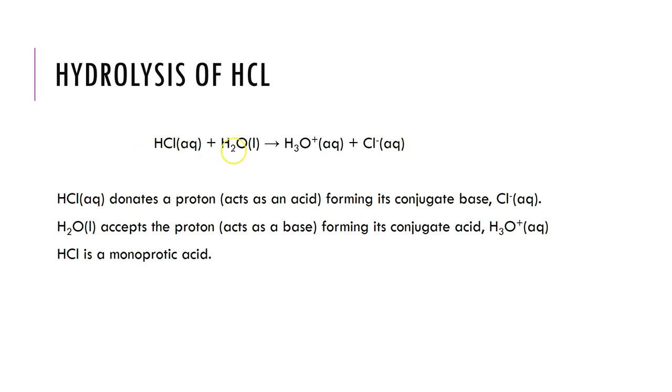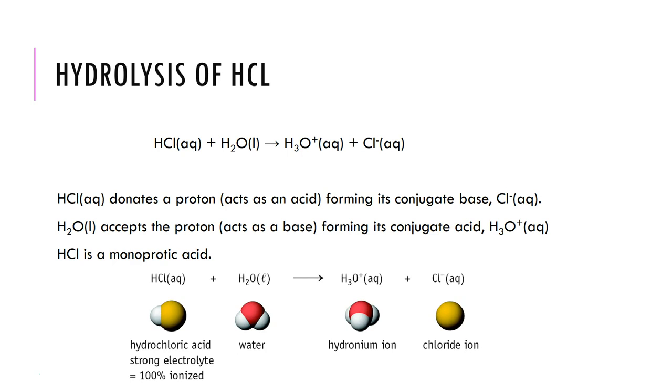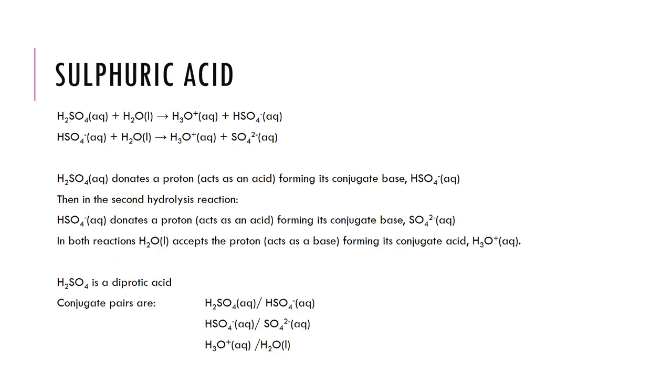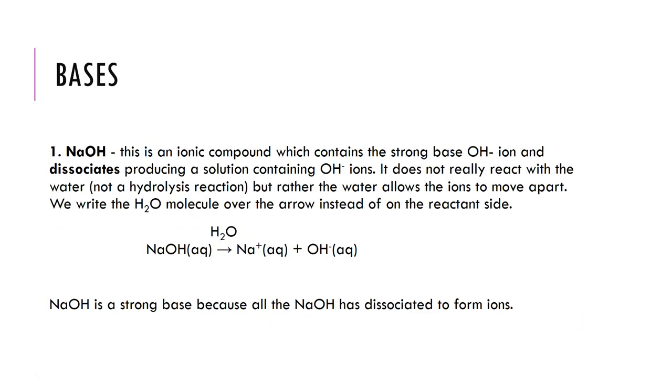This is the hydrolysis of HCl that we saw before. HCl is donating a proton, acting as an acid, and then the water is acting as a base and accepting the proton, remembering that HCl is a monoprotic acid. Sulfuric acid, this is stepping through the equations that we've seen multiple times by now, so I won't spend that much time looking at it, but read through your notes and be able to identify each of your conjugate pairs and then the acid and base in each situation.